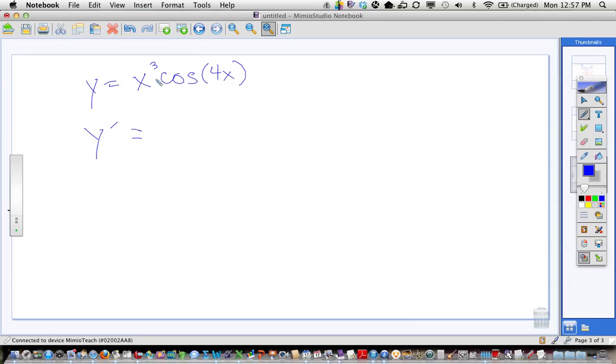We're looking at product rule first of all. And the product rule says derivative of the first, leave the cosine 4X alone, plus X cubed left alone, times derivative of that. Now, we were having a conversation in here this noon, and I want to make sure I'm very clear on this.